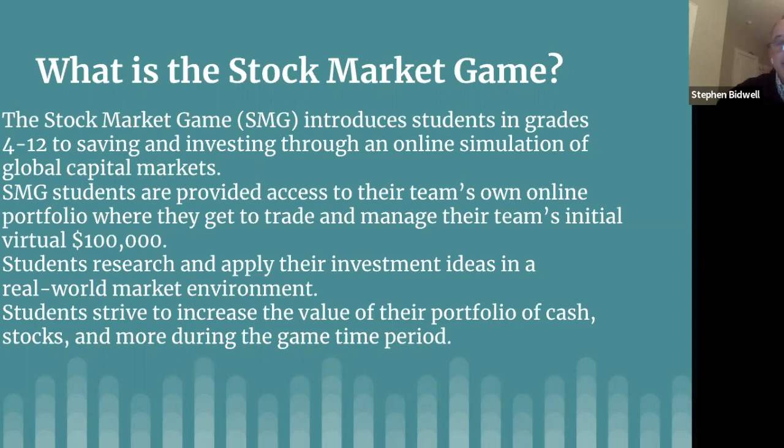And the teams are competing to end up at the end of the game period, which is April 15th in the spring. When the game ends, the team with the highest portfolio value, their cash, their stocks, whatever their investments are, all that added together, whichever team has the highest net worth will be the winner. And the top three teams are typically recognized by SC Economics. The top three teams in elementary, the top three in middle school, and the top three in high school are recognized.